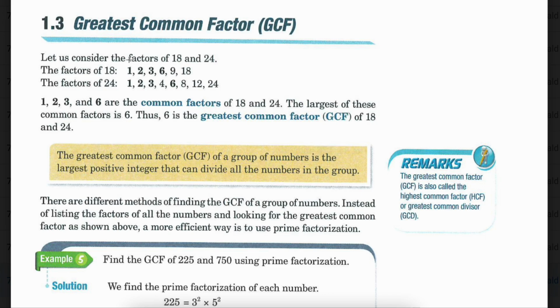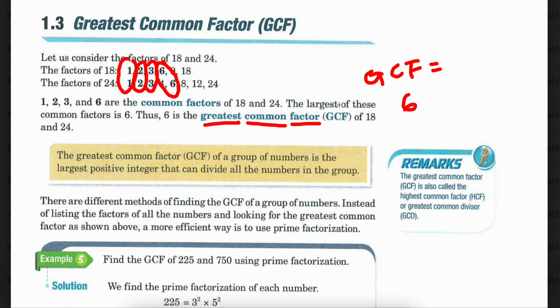So again, we're looking at what they have in common, 1, 2, 3, and 6, and then we're seeing which one is the greatest common factor. So between those 4 numbers, it would be 6. But first, that requires us to list the factors and then see what they have in common first. That's the greatest common factor, GCF.